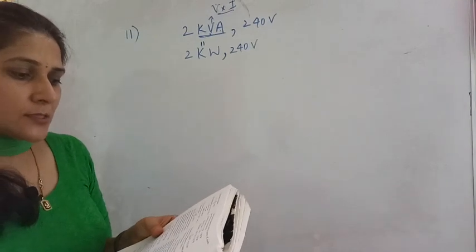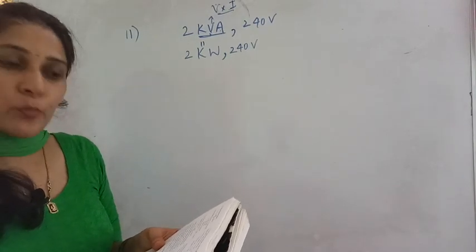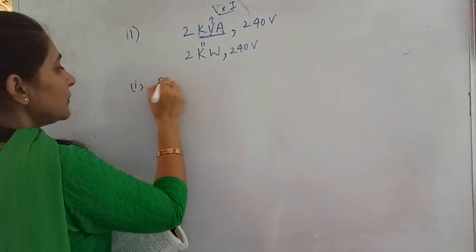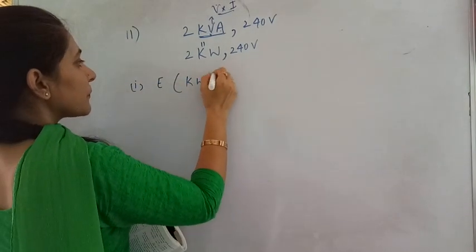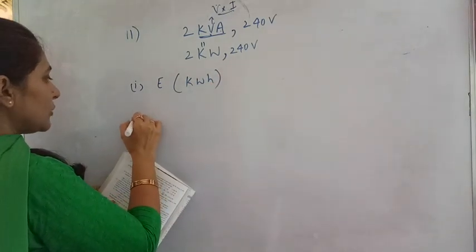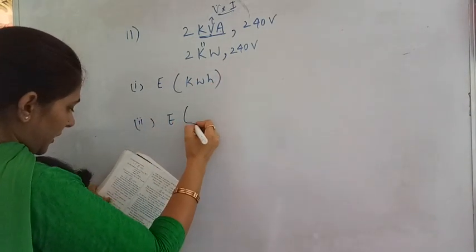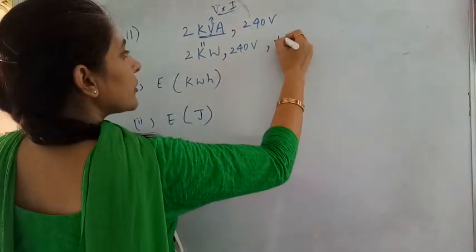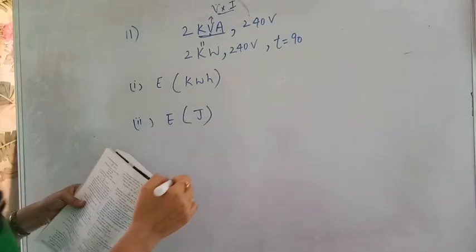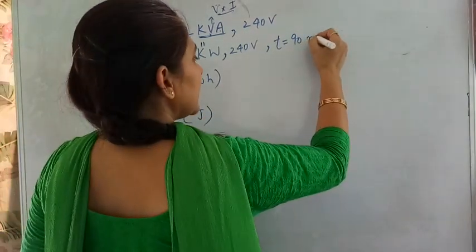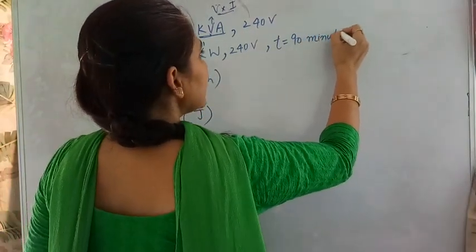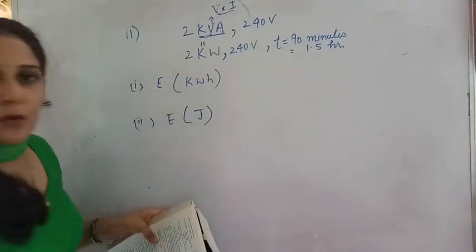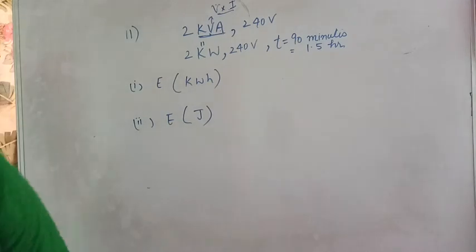Now what are they saying is, what is the electrical energy consumed by it? First you have to calculate electrical energy consumed in kilowatt hour, and second you have to find out electrical energy consumed in joules. And for time they are giving you 90 minutes. If you convert these minutes into hours, that will become 1.5 hour.